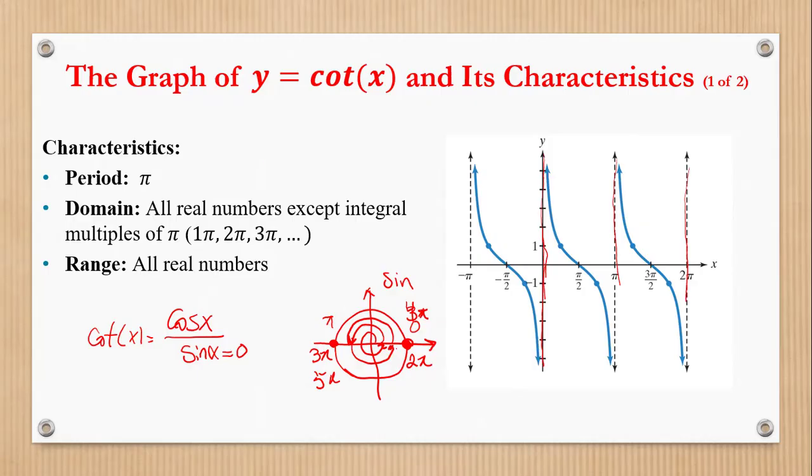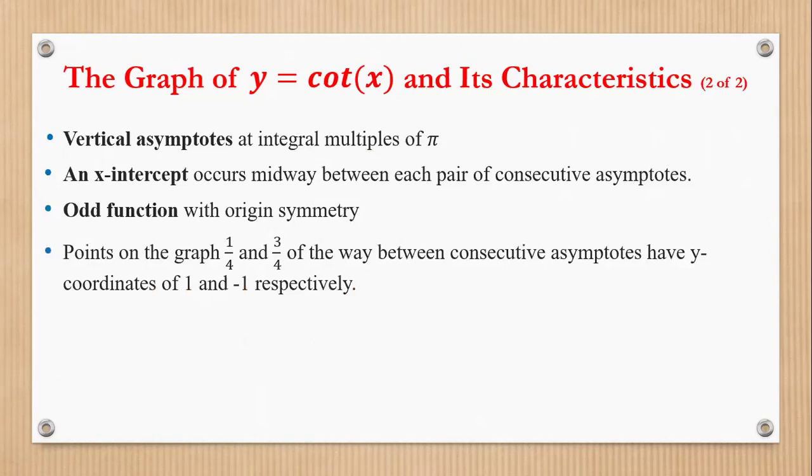And if you want to find the period of a function which has a number b, it's pi over b. And the range, again, is all real numbers. We can get any number for cotangent. So the x-intercept, again, is midway between the two consecutive asymptotes. So we find the 1/4 and 3/4 points. And we know that the y values for 1/4 and 3/4 this time are 1 and -1.